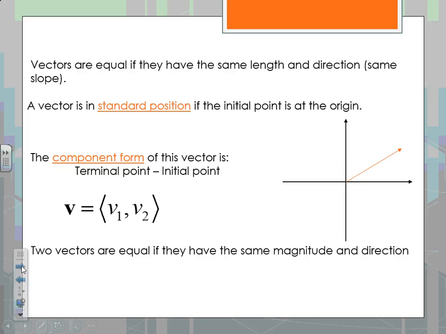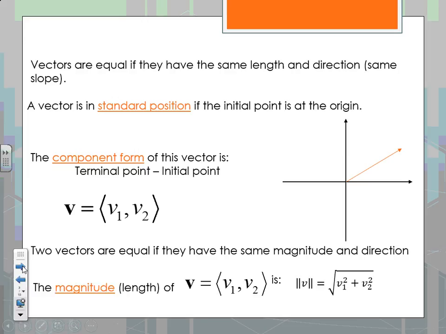Okay, two vectors are equal if they have the same length and direction. I wanted to really emphasize that. The magnitude of a vector is basically the Pythagorean theorem. How long is that hypotenuse? If you draw the horizontal component and the vertical component, then the vector becomes the hypotenuse. So it's the square root of the horizontal component squared plus the vertical component squared.